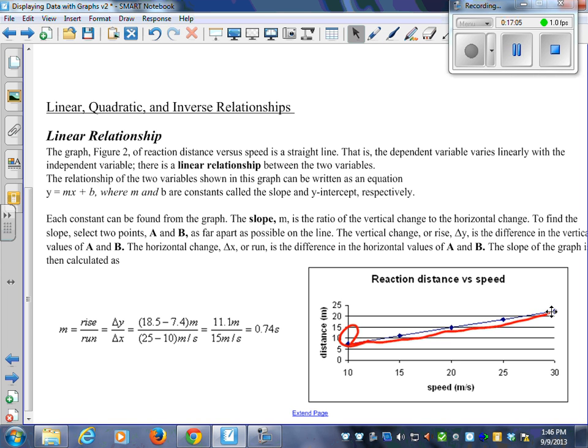Yeah, but the x-axis is... You're right. In this case, it is. My bad again. Not very good.